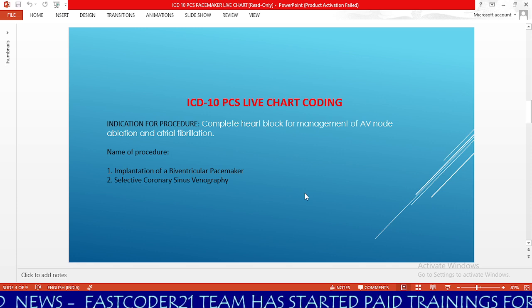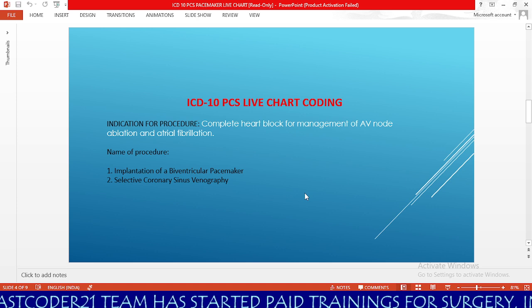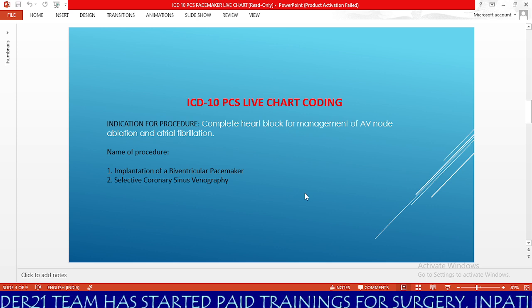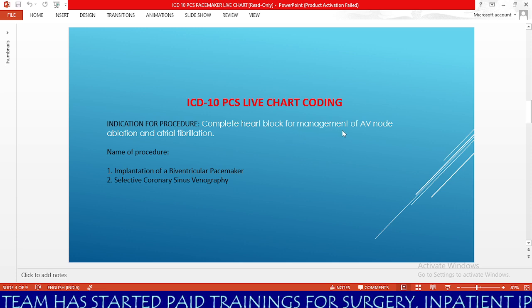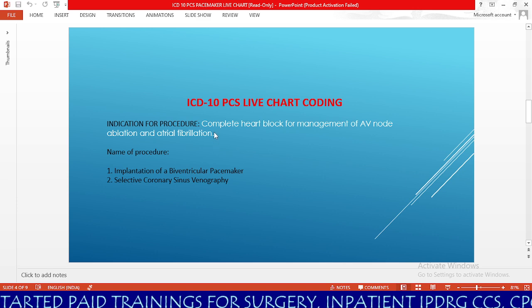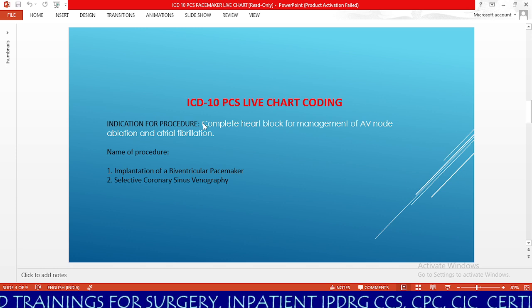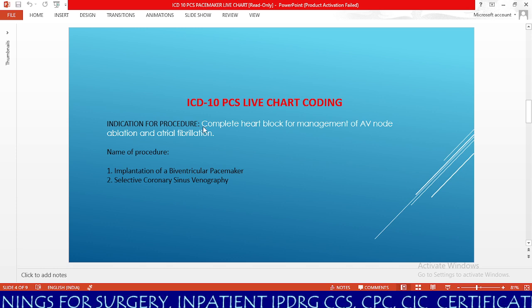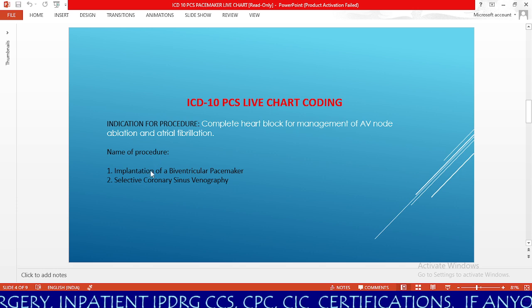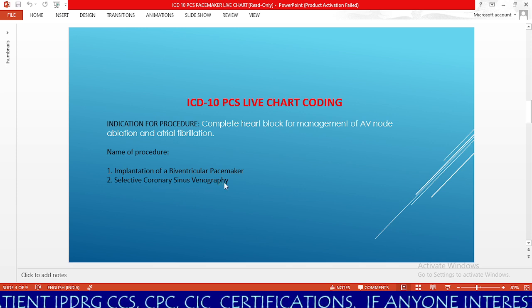Now we will start learning ICD-10-PCS live chat pacemaker coding. Here, the indication for our procedure is complete heart block for management of AV node ablation and atrial fibrillation. So this is the medical necessity for this pacemaker insertion. The name of the procedure is implantation of biventricular pacemaker and selective coronary sinus venography.